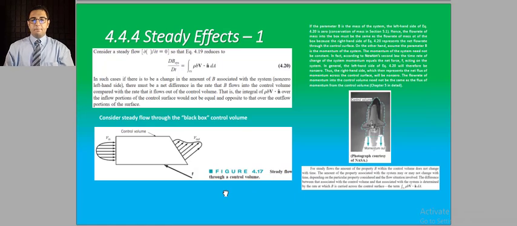There are specific cases. If we have a steady state situation, it means time duration is not having any effect on the Reynolds transport theorem. So the first part of it, which is relating to the control volume, is going to be omitted automatically, which we can have as equation 4.20.